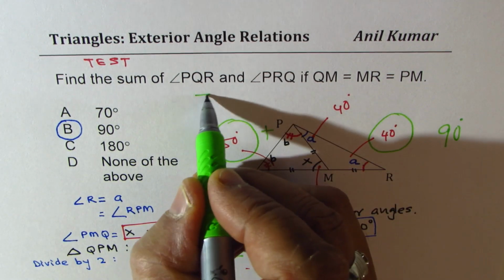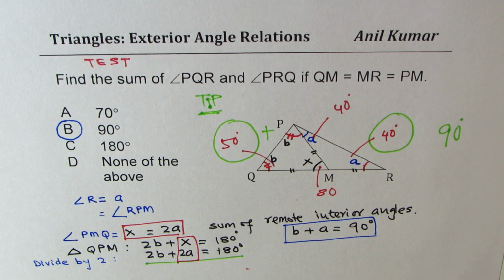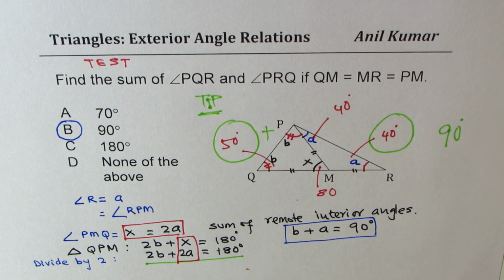So that is your tip. The quick way to do it is to put in some values and check for yourself. If you get a result which matches, then it's true. I hope that makes sense. I hope you enjoyed this learning process about exterior angles, concluding with an excellent example.